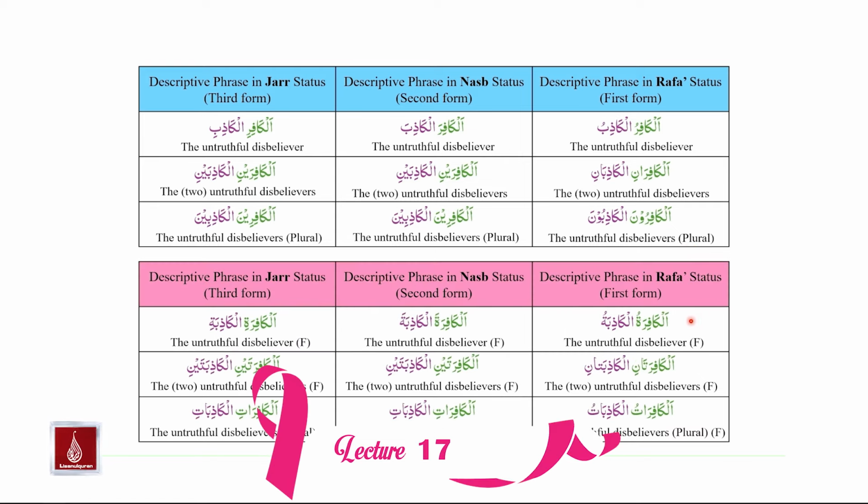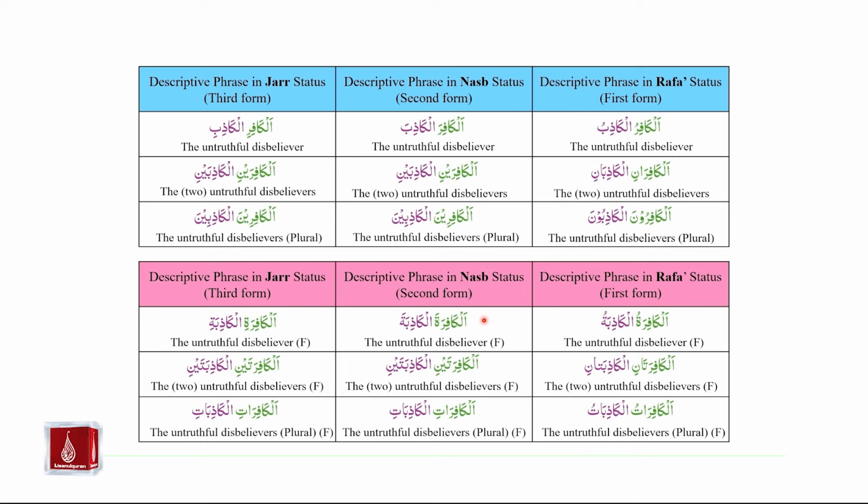Al-kafiratul kazibatu, the untruthful disbeliever, referring to the feminine gender. Al-kafiratal kazibata, al-kafiratil kazibati. Al-kafiratanil kazibatani, al-kafiratainil kazibataini. Al-kafiratanil kazibatani means the two untruthful disbelievers, referring to the feminine gender.